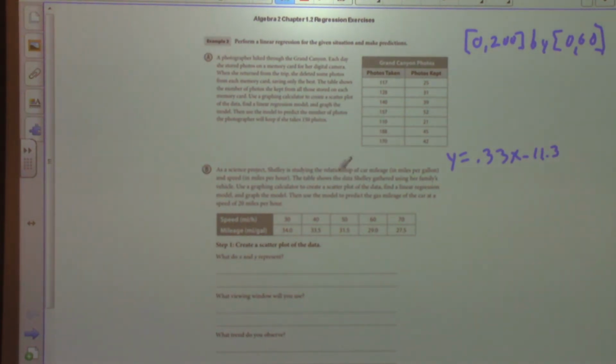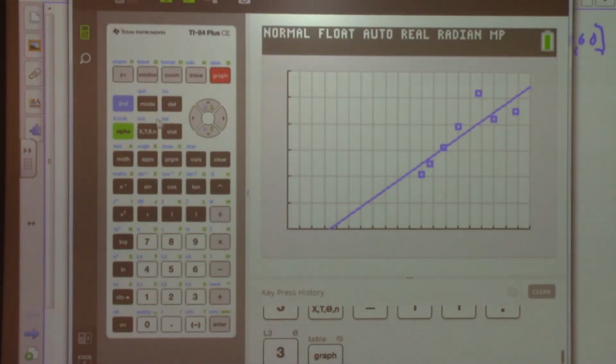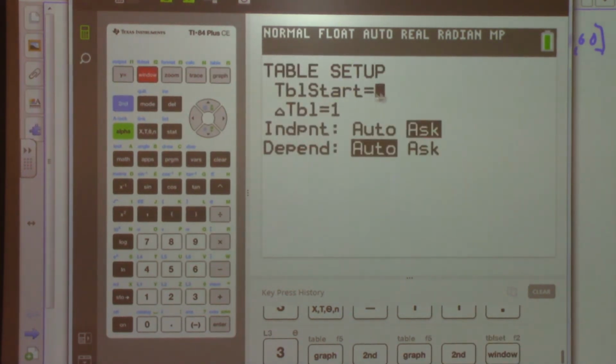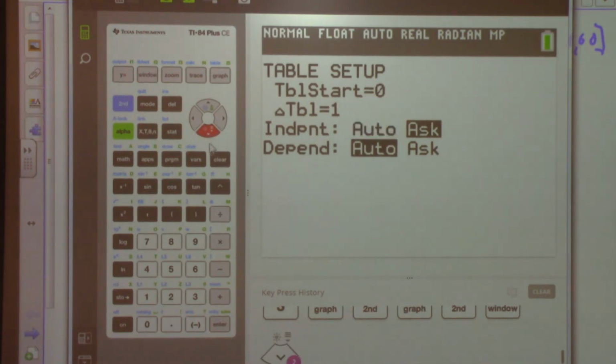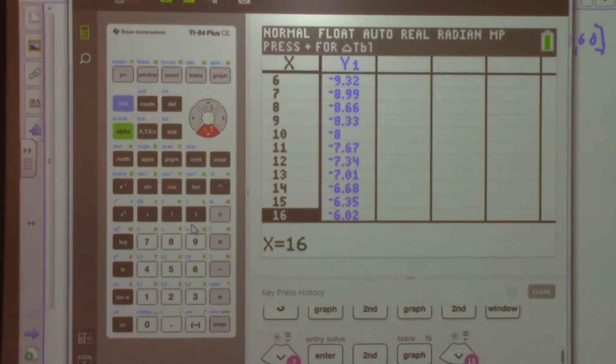150 photos. So where would we find such a thing? If you go to second graph, which will bring it to your table. So second graph will bring it to your table. Okay, very good. Let's do that. So if we go to second graph, now what I did here is I changed the table set here, because normally by default your calculator is going to be like this, and then you would go to your table and you would see this thing, right?